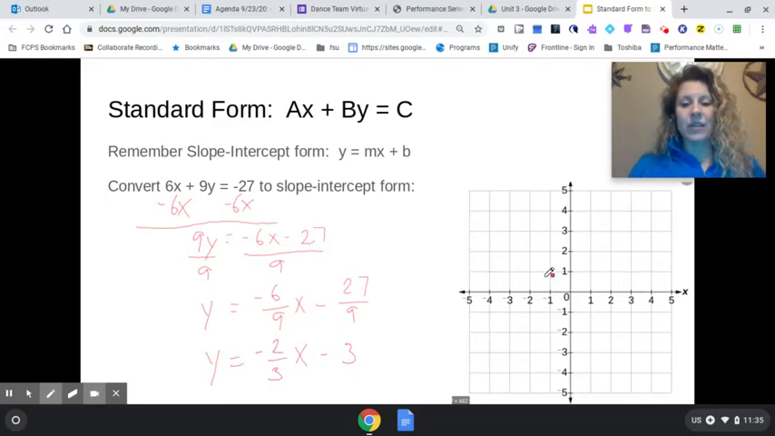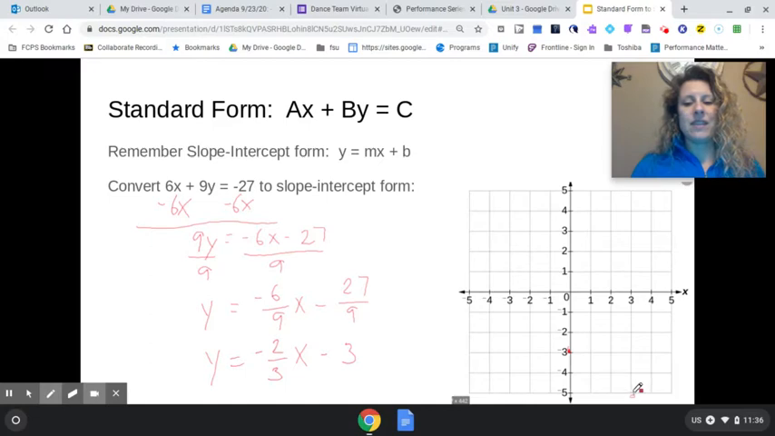Let's go ahead and graph that. So we're going to find negative 3 on the y-axis, since that's our y-intercept, and mark a point. And then we're going to use that slope of negative 2/3 to find our next point. So our rise is negative 2. So rather than going up, we're actually going to go down 2. And our run is positive 3. So we're going to move right 3. And again, mark a point.